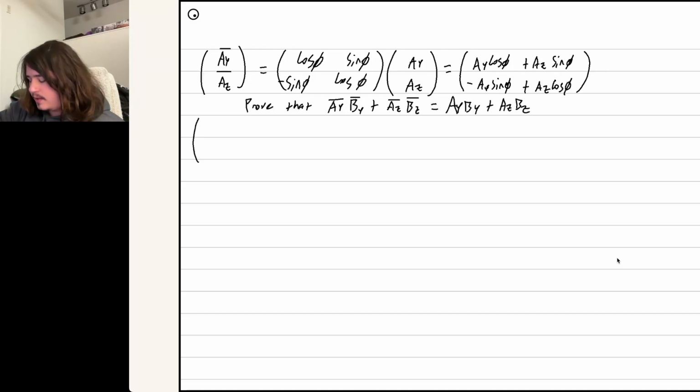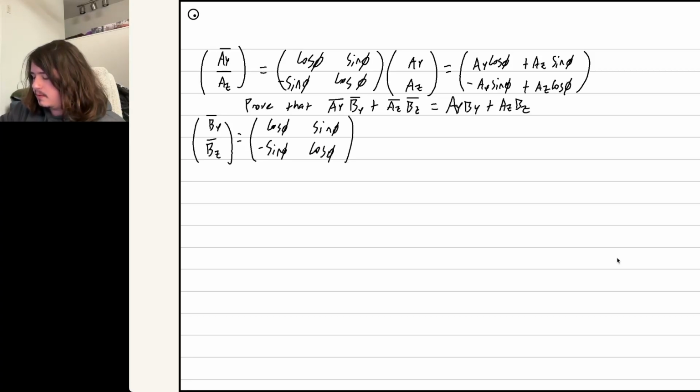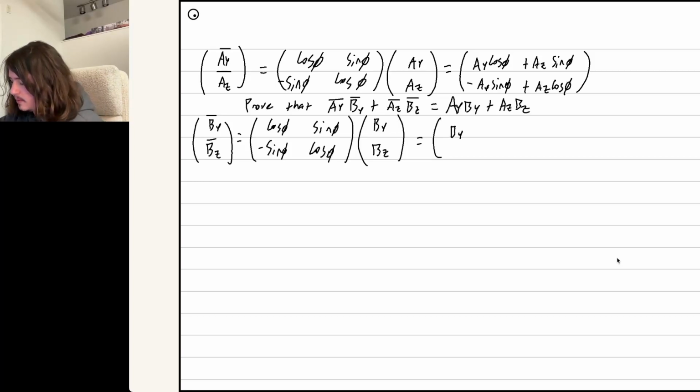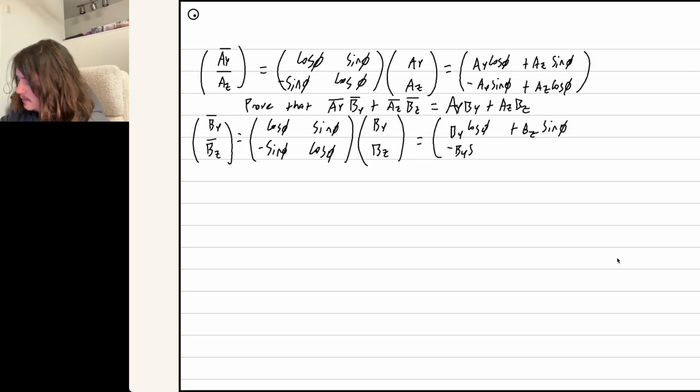We can go ahead and introduce the vector B, also indexed y and z, and also being rotated by the same angle phi, right? It'll take the same form on the other side, so it's going to be By cosine phi plus Bz sine phi, minus By sine phi plus Bz cosine phi.